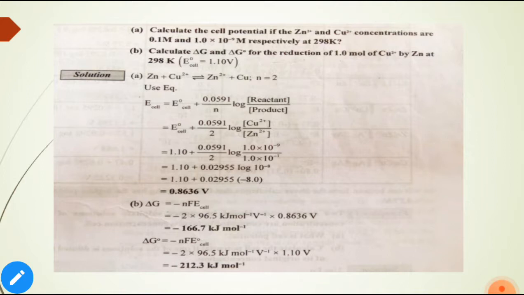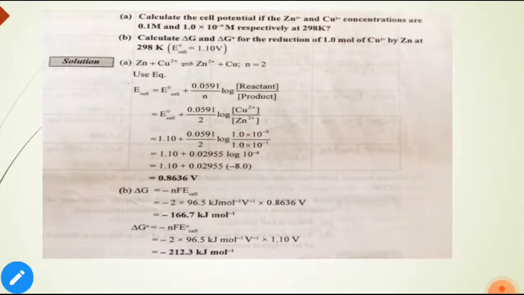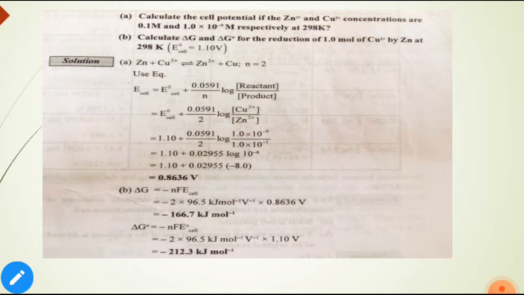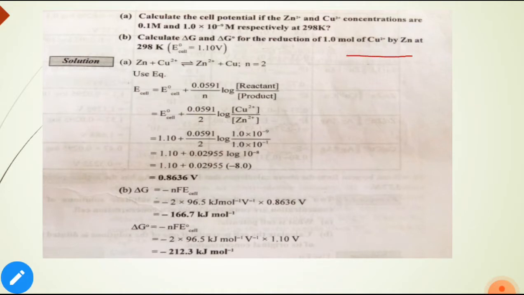Next they are asking to calculate the free energy. Here delta G is nothing but free energy. You have to calculate the free energy of the system. Here they are given the reduction of 1 molar copper by zinc at 298 Kelvin. Here the given inert cell value.